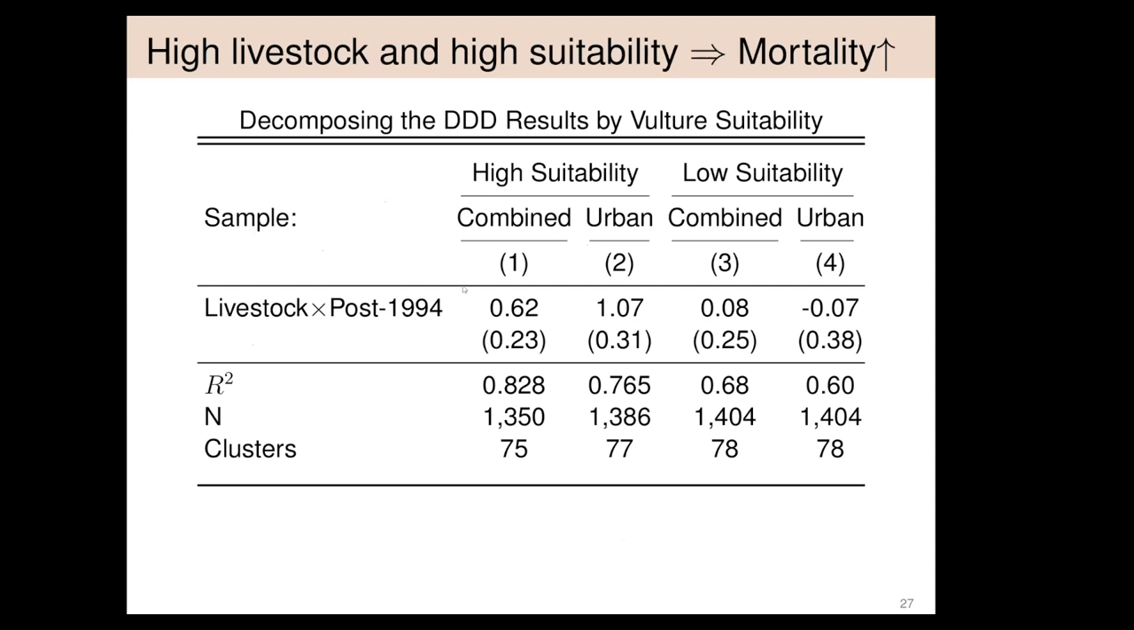And we see that it matters. Being a high livestock district after vulture population collapse is a very good predictor of an increase in human death rates. However, it has almost no effect if you're a low suitability district. In other words, if you don't have a lot of livestock or you do have a lot of livestock, it's not going to really matter if you're at a place that didn't really experience the collapse because you're a low suitability district. You didn't have a lot of those vultures to begin with.